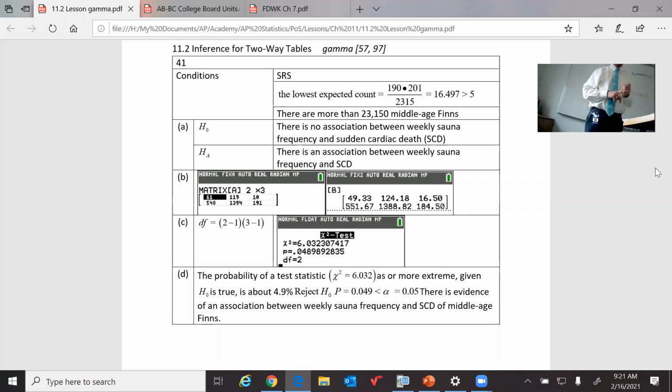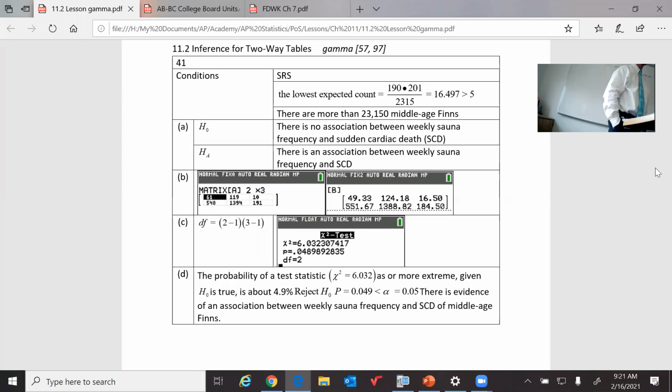SRS, the lowest expected count is more than 16, and there's more than 23,150 middle-aged Finns. The null is there's no association between going to the sauna and having a cardiac event. The alternate is there is an association. Well, if we find an association, you better tell Pop, don't go to the sauna.